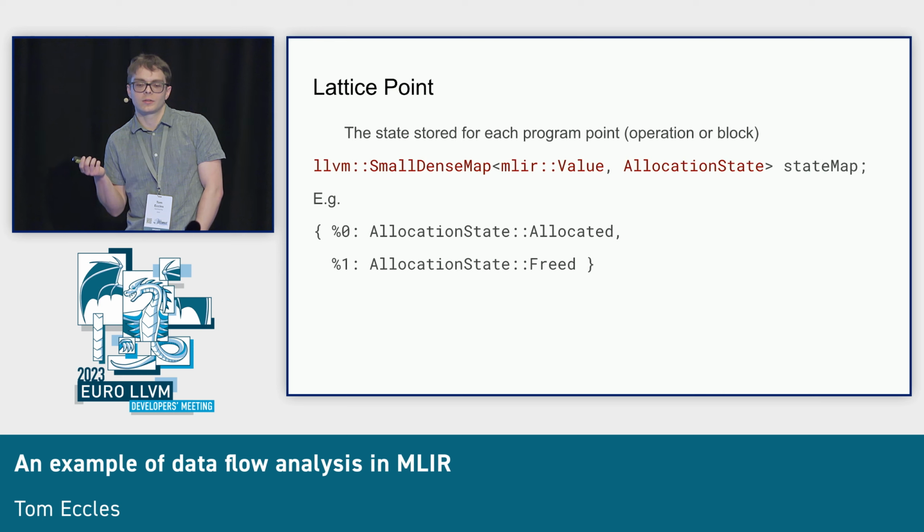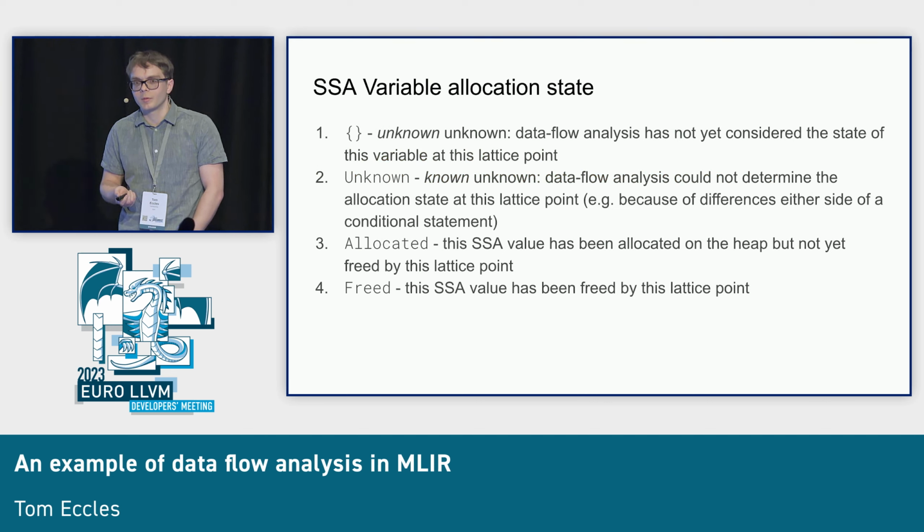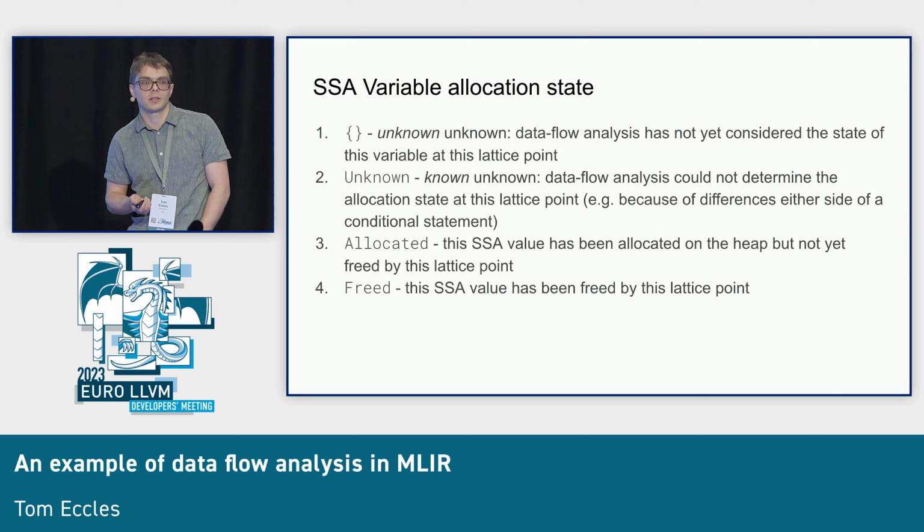So for my analysis, at a particular point in the program, an MLIR operation, we're going to have a map of all the live MLIR SSA values, which represent heap allocations, to a particular state that we have determined about that allocation. That state could be one of four things. It could be we just don't know, the analysis hasn't visited this operation yet, so we have no idea what the state of that allocation is at this particular point. That would be a top value.